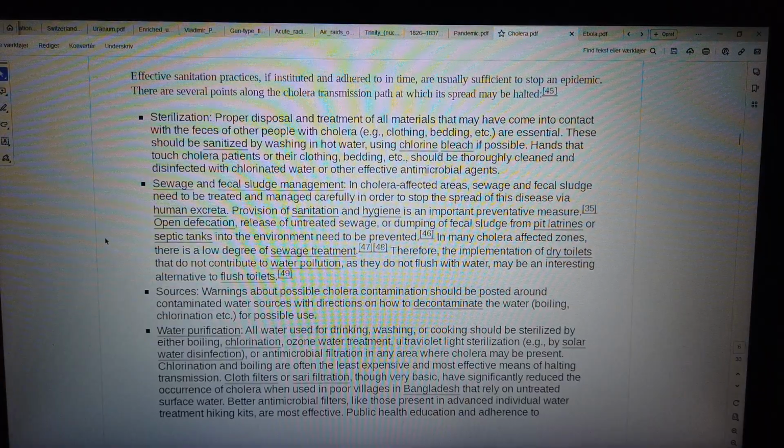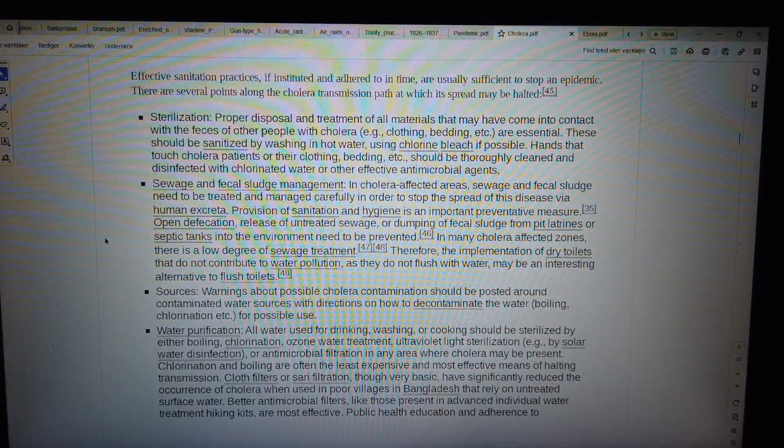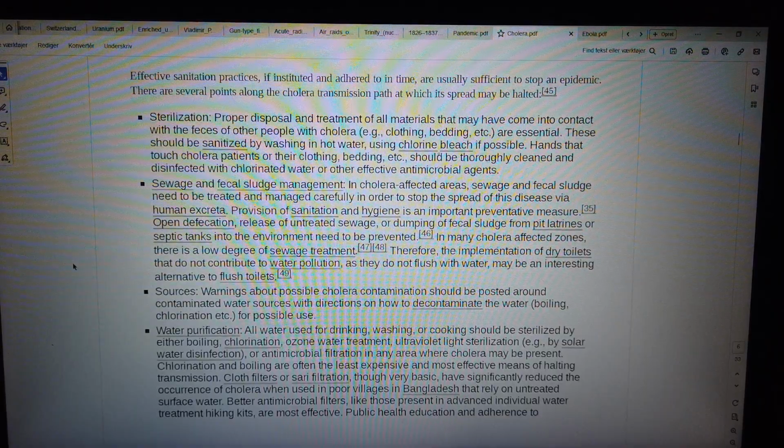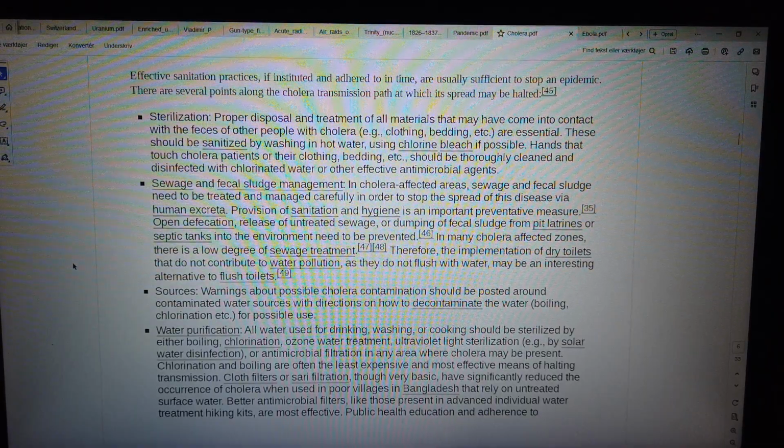Sources. Warnings about possible cholera contamination should be posted around contaminated water sources with directions on how to decontaminate the water, boiling, chlorination, etc., for possible use.